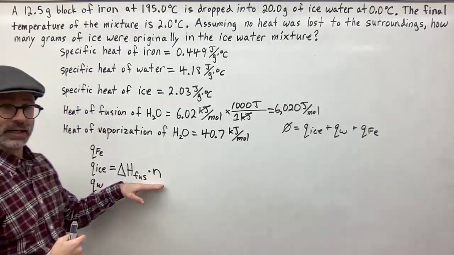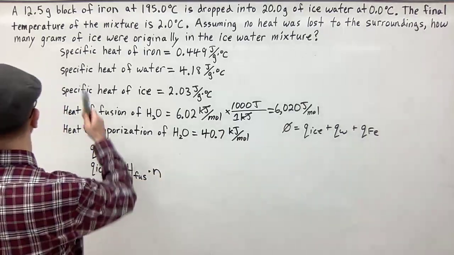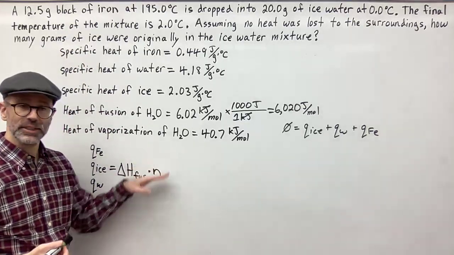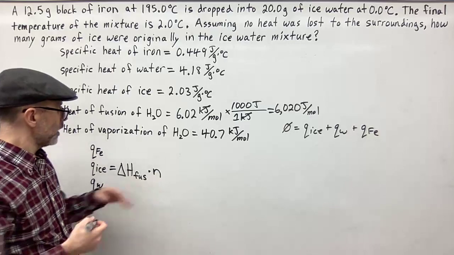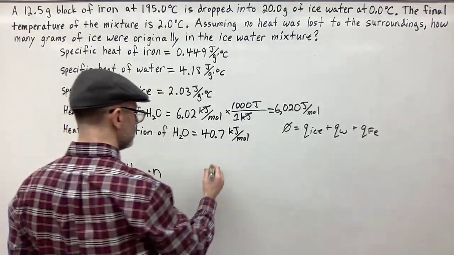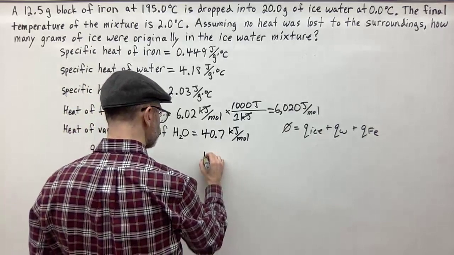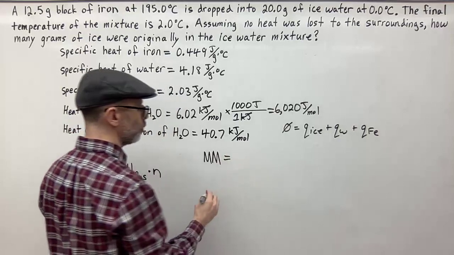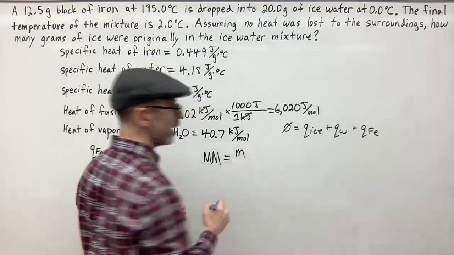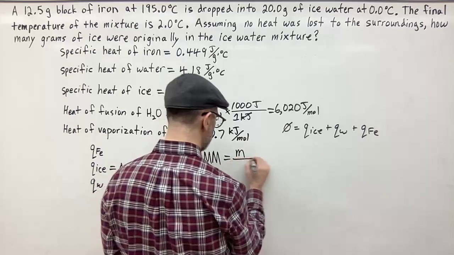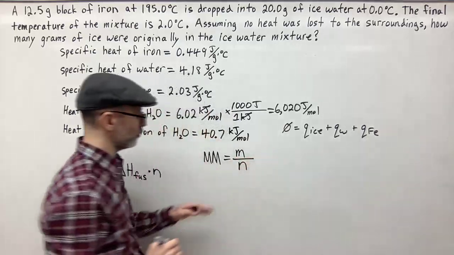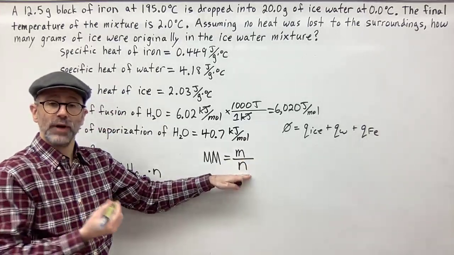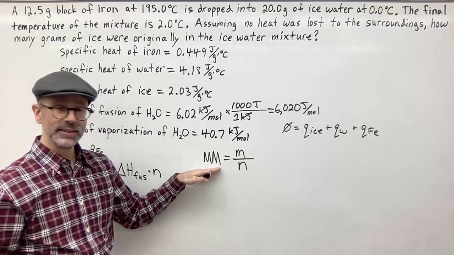Now, I want to find grams. So I need to substitute this. I need to get grams in here, or mass in grams. So let's go back to our understanding of molar mass. I'll write mm for molar mass. What is molar mass? How do you calculate molar mass? It's the mass in grams divided by the number of moles. It's grams per mole, right? That's what molar mass is.